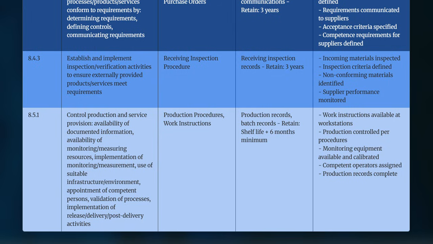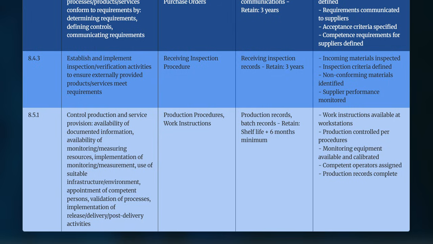And then finally in clause 8.5.1, it requires you to control production and service provision. That means the availability of documented information, availability of monitoring or measurement resources, implementation of monitoring or measurement, use of suitable infrastructure or environment, appointment of competent persons, validation of processes, and implementation of release, delivery, or post-delivery activities. The documents you need to have here are a production procedure and also work instructions. The records you need to have with those procedures and instructions include production records and batch records, and you retain them for the shelf life of the product plus 6 months at the minimum.